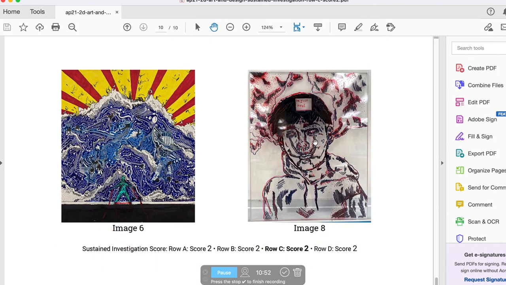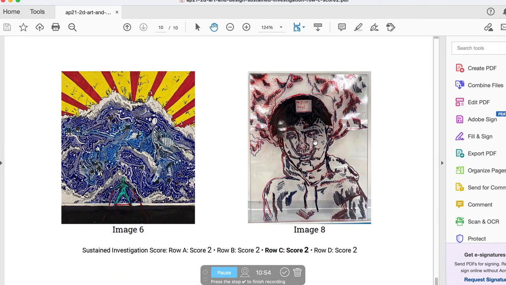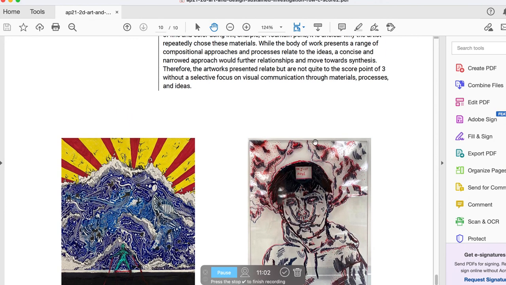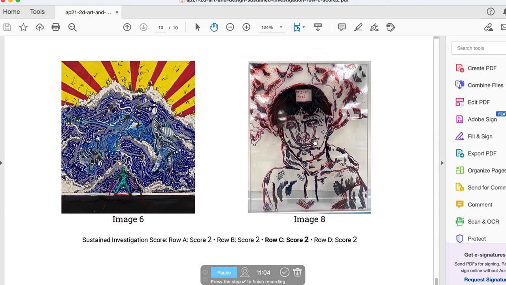So basically, they're saying it did show up in some of the work. There were some connections showing, but it wasn't consistently clear throughout all of them, especially that materials, processes, and ideas.